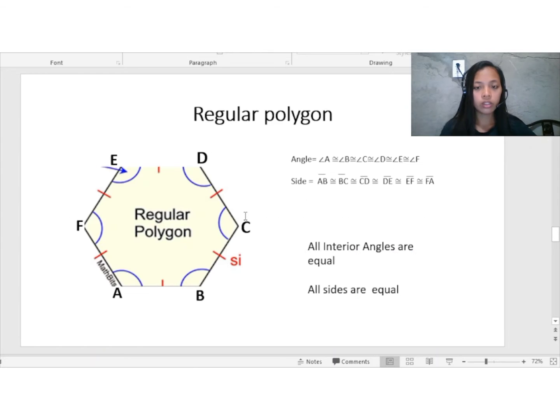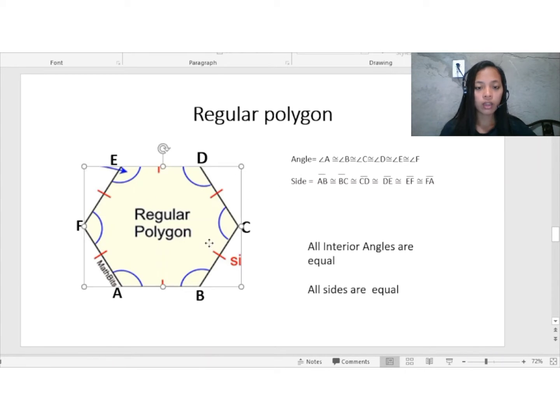And this is an example of a regular polygon. This is the pentagon. In a regular polygon, all angles are equal and all sides are equal. So we put these marks on the lines to imply that they are equal. Angle A is congruent to angle B. Angle B is congruent to angle C. Angle C is congruent to angle D. Angle D is congruent to angle E. Angle E is congruent to angle F. And those are the angles it has.